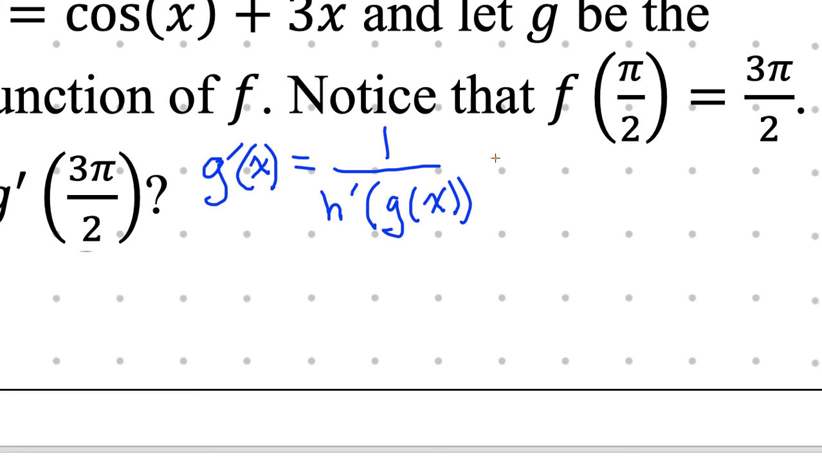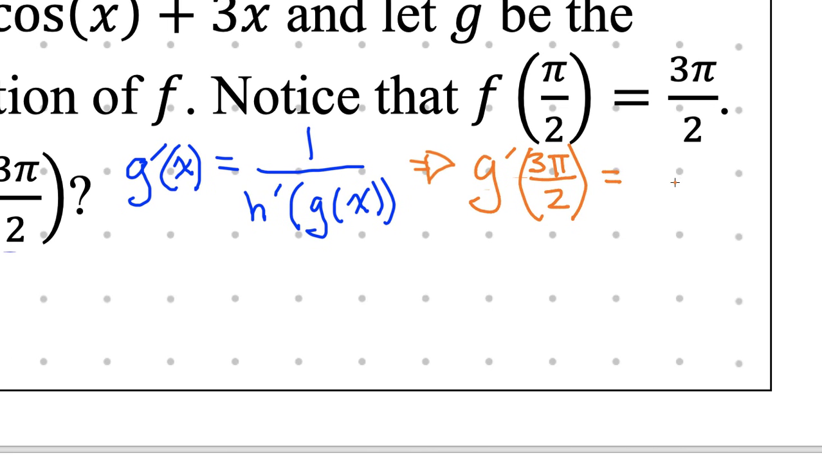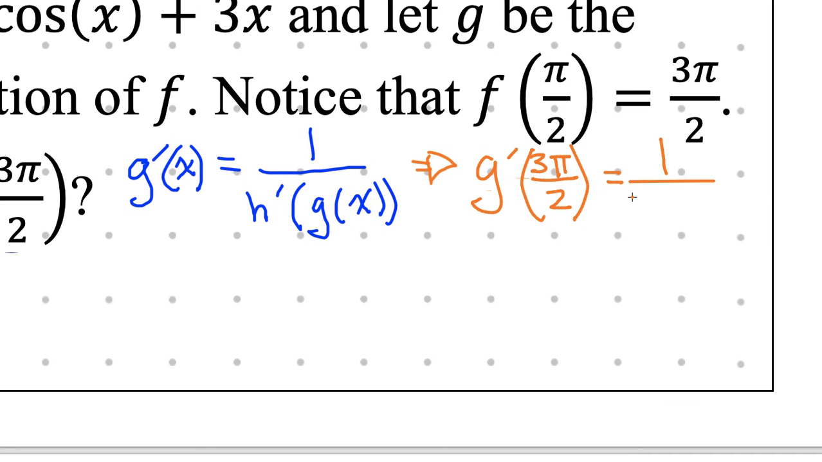So I say this is now equal to 1 over... This is turning into, it's not an arrow, it's a Claire. Or a Stego, or a James, I don't know. You guys, one day. g prime of 3 pi over 2 is now going to be equal to 1 over h prime of g of 3 pi over 2. All I did was plug in 3 pi over 2 into x. Nothing fancy yet. So far, so good.